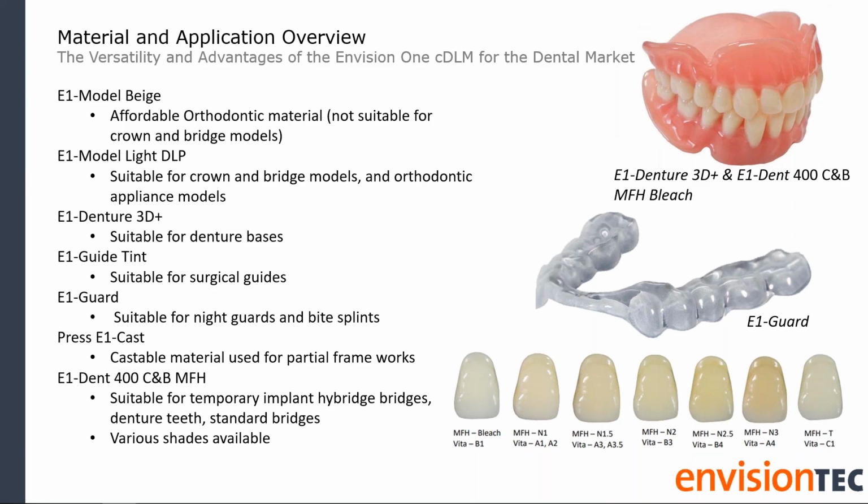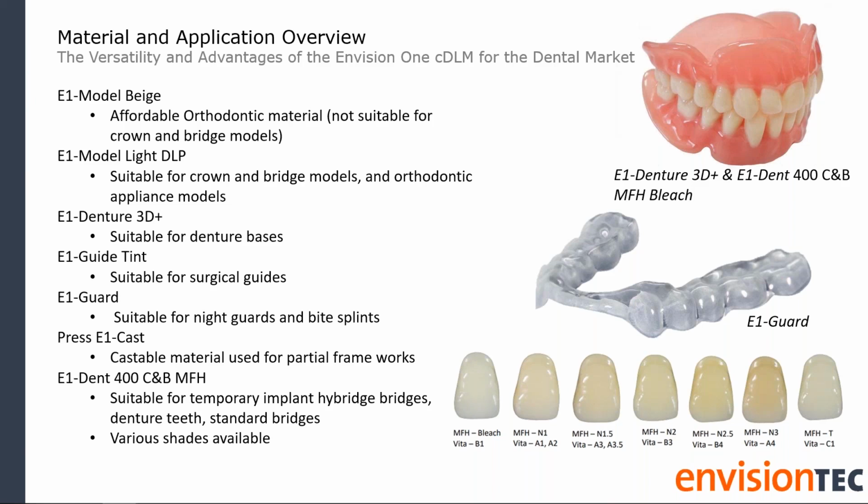Also pictured with this material is the E1 Dent 400 CNB MFH, and it comes in several shades. This is a biocompatible Class 2A FDA-approved solution for the accurate 3D printing of crowns and bridges. E1 Dent 400 MFH can also be used for the 3D printing of very tough veneers that are extremely accurate and have very fine surface finish, as well as denture try-ins.